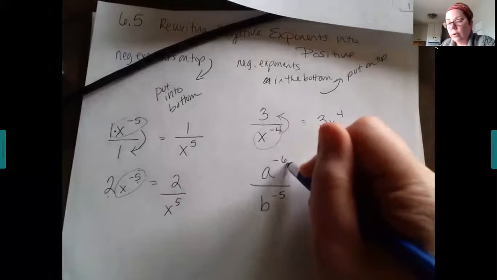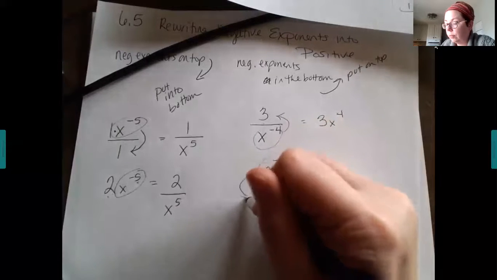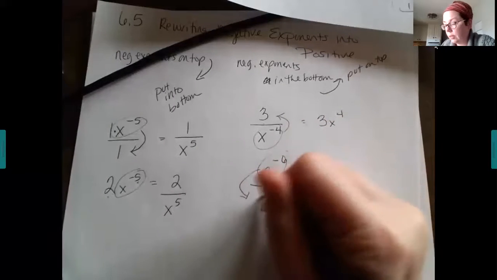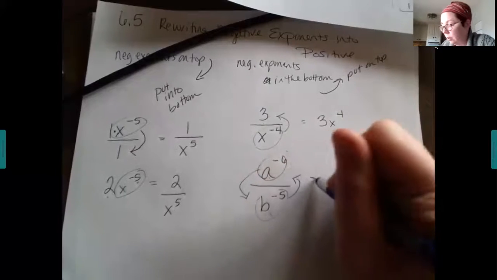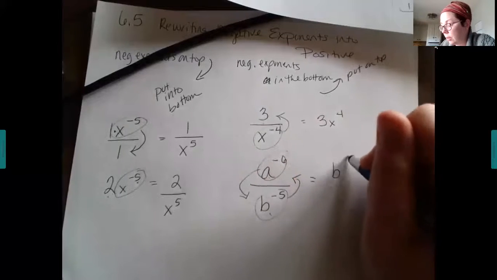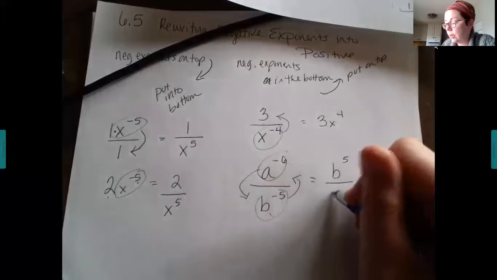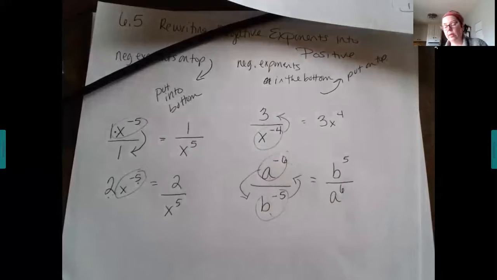But this is negative. This has a negative exponent where it's at, so this guy's going to move. This b has a negative exponent where it's at, so this guy's going to move. Basically switching apartments. So this b is going to come up and turn into a positive exponent. This a is going to go downstairs, and they like living downstairs. Okay, so they both get turned into positive exponents there.